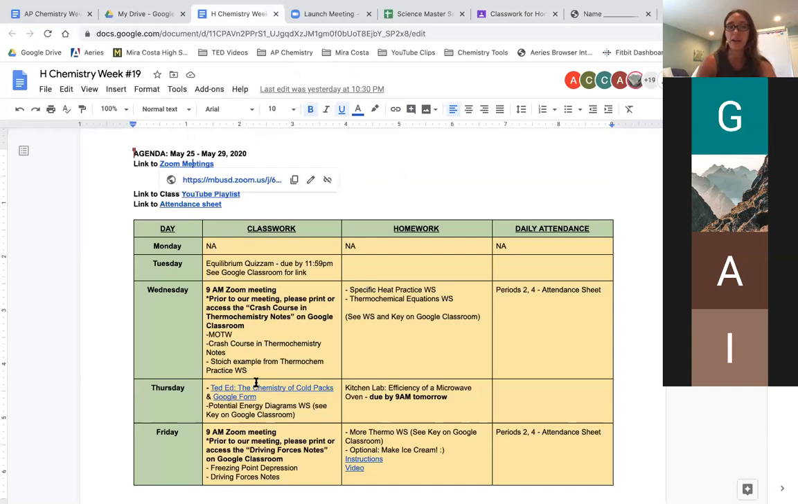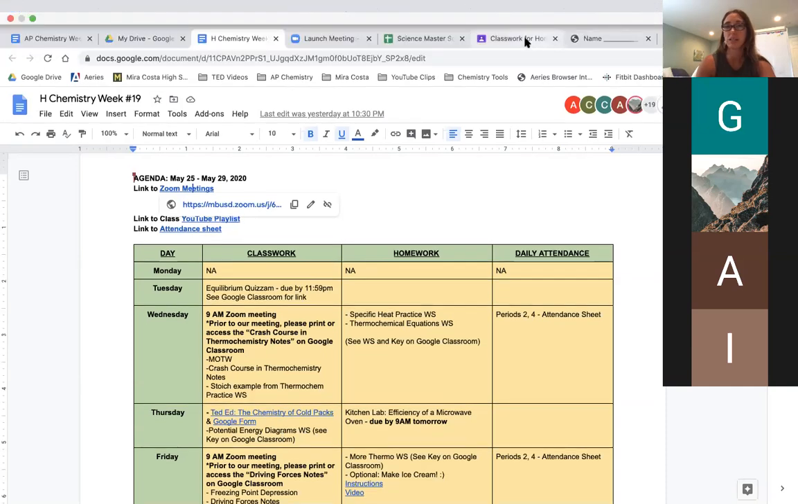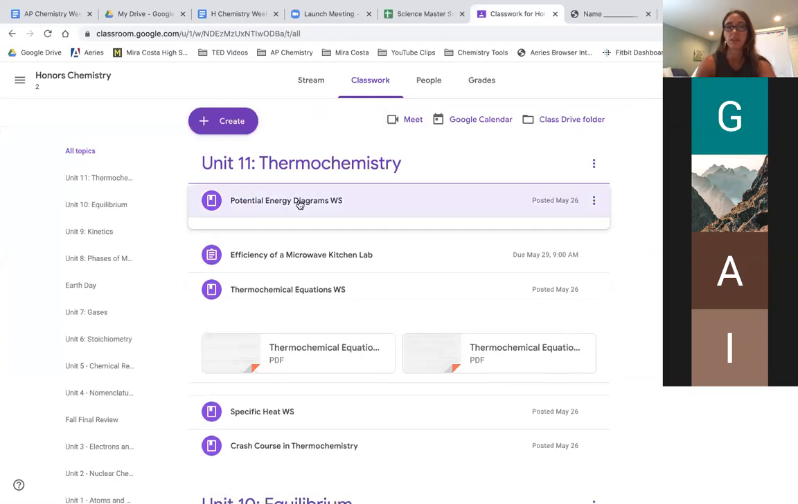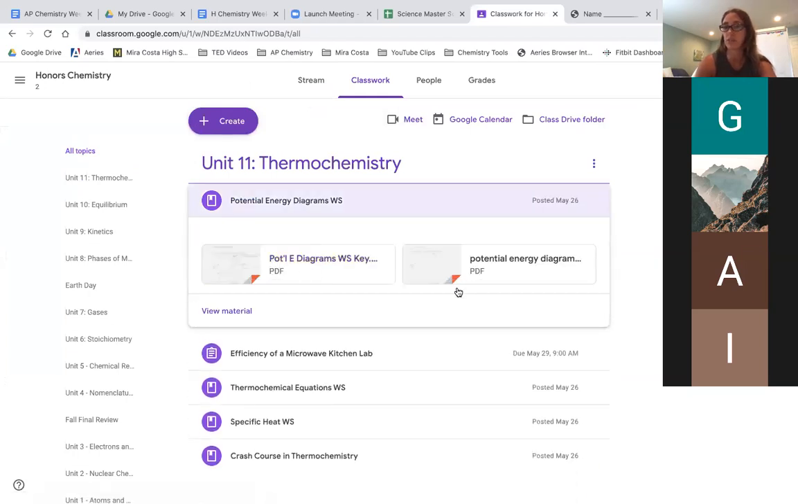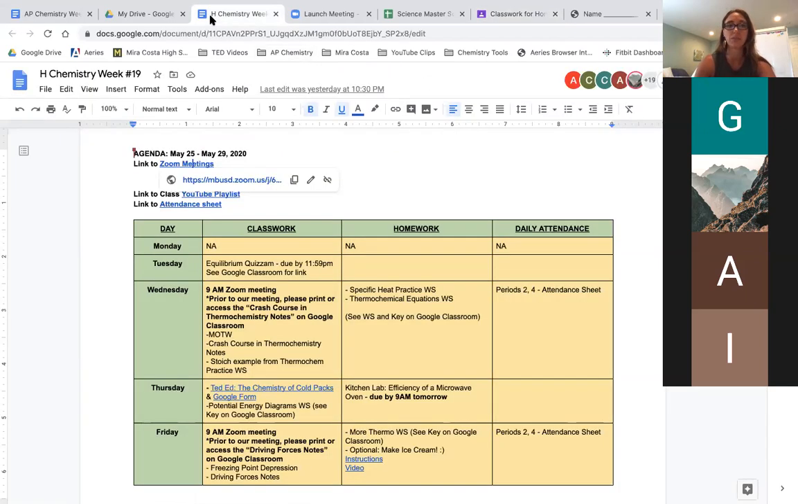And then tomorrow I'm going to have you watch a TED Ed video, fill out a Google form, and then there's a potential energy diagrams worksheet that I uploaded here. Just a review. You already know your potential energy diagrams. We talked about it in kinetics, we talked about energy diagrams in equilibrium, and then it's coming up again. So it's coordinating all this knowledge that you have together. You can take a look at that. It should be pretty quick and easy for you to do.